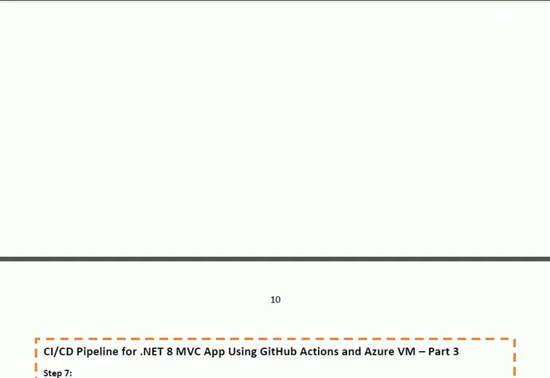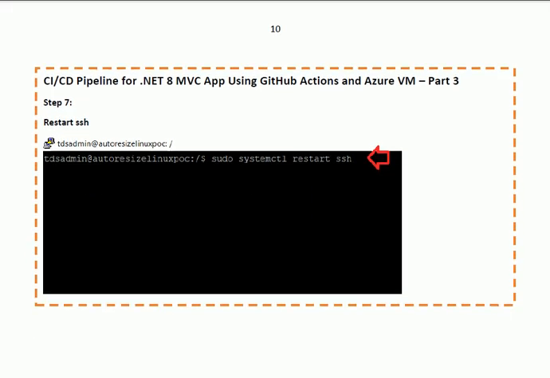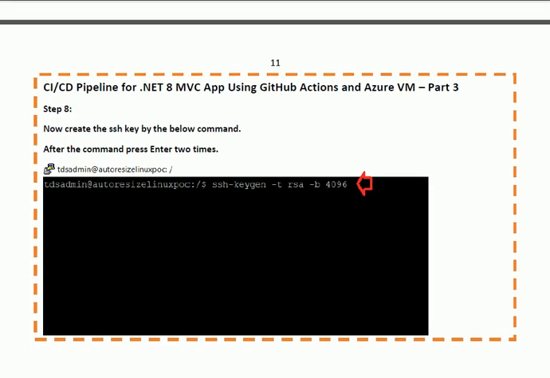Now in the next step, after doing this, we shall restart the SSH server. We are restarting the SSH server because we have made some changes in the configuration file, so it's mandatory to restart it. Now after this, in step 8, we shall create the SSH key so that we can place it in our GitHub Actions and on the hosting server as well.